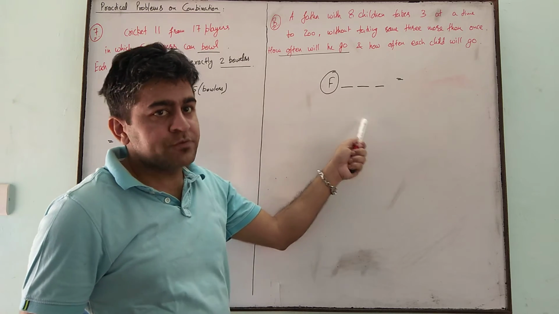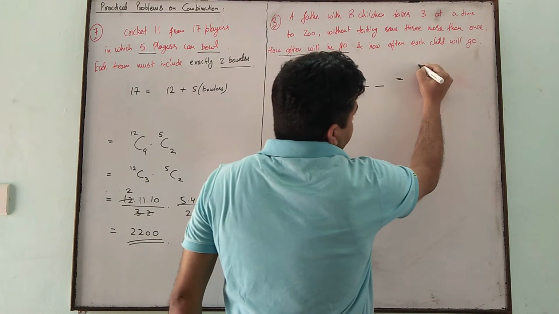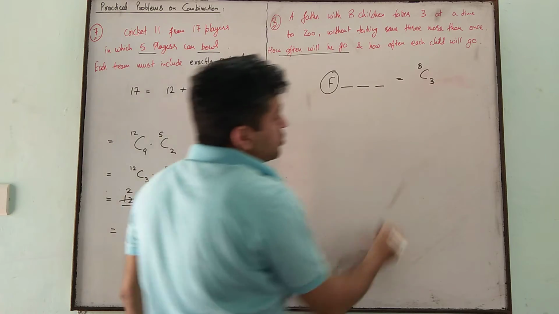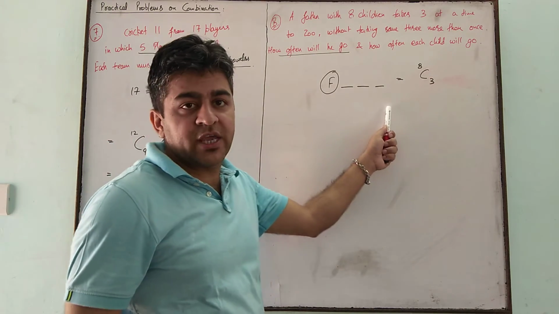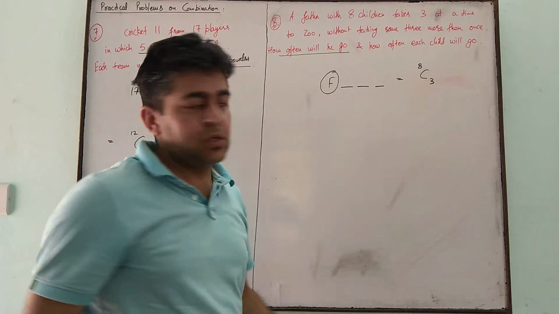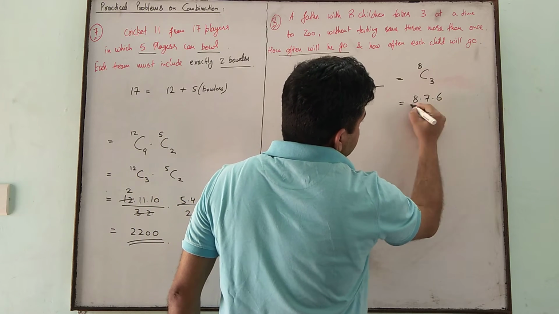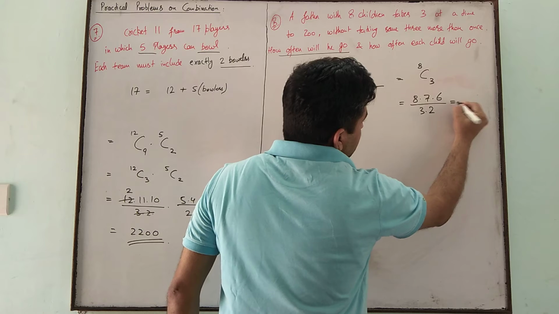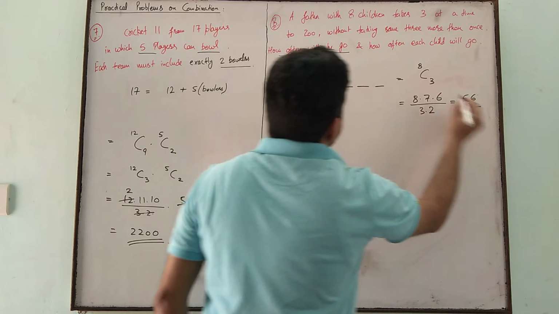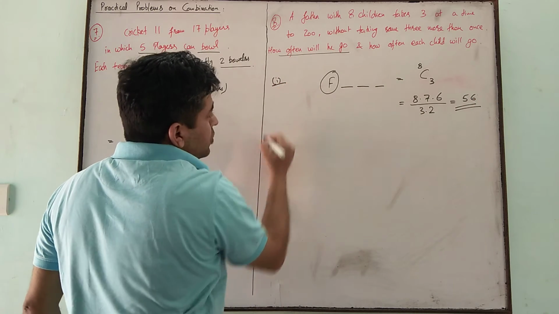So the number of groups will be 8C3. Out of 8 you have to select 3 at a time to go to the zoo. So 8C3 will be the number of groups. 8 into 7 into 6 divided by 3 factorial. So we got 56. As many times as that, the father has to go.